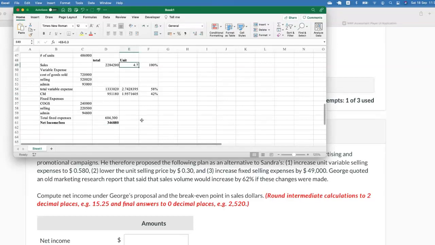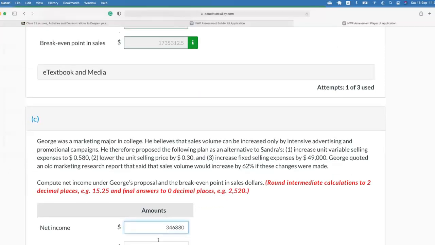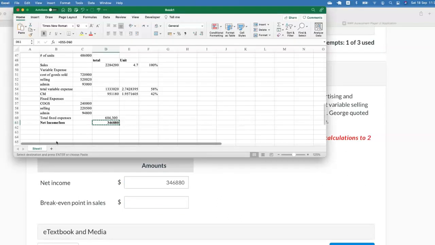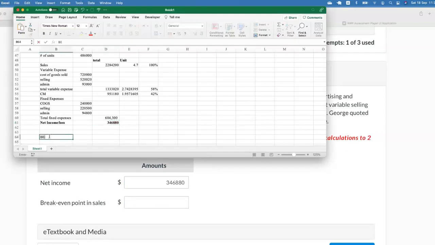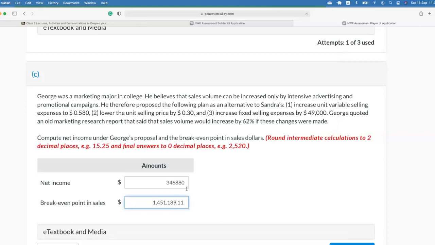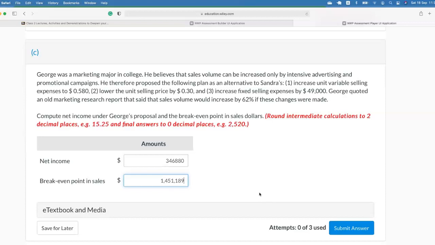Okay. So the net income is 346,880. And the break even in sales dollars: you got the ratio, it is the fixed expense divided by the ratio. Then they wanted 2 decimals, and final answer to 0 decimal.